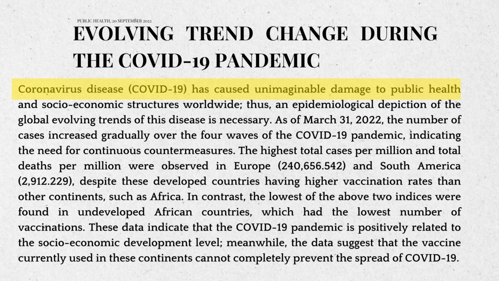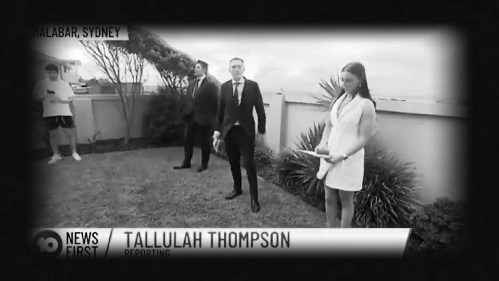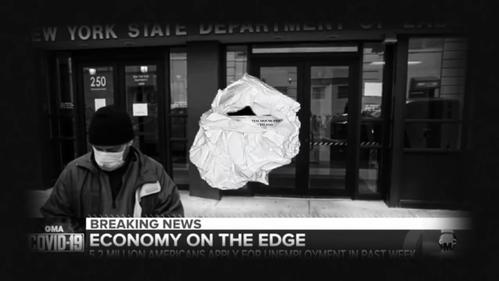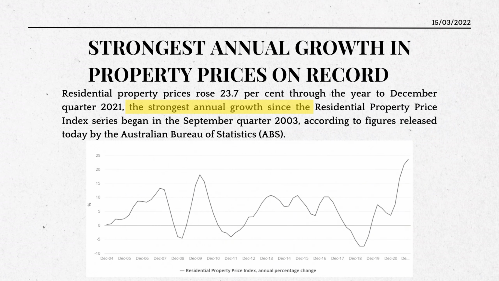Recent trends and data. The COVID-19 pandemic introduced unprecedented conditions. Initially, there were concerns about a potential crash in house prices. However, the opposite occurred. Record low interest rates, government stimulus packages, and a shift towards remote work fueled demand for housing. In 2021, house prices in Australia surged by 23.7%, marking the highest annual growth since the ABS began tracking this data in 2003.